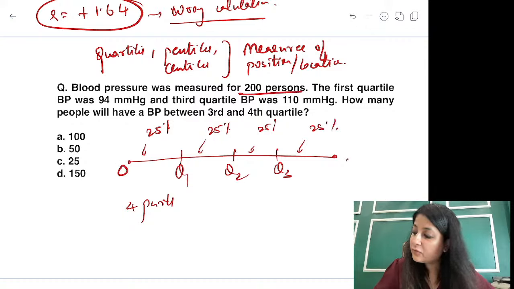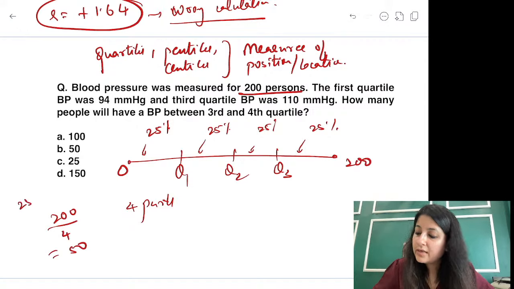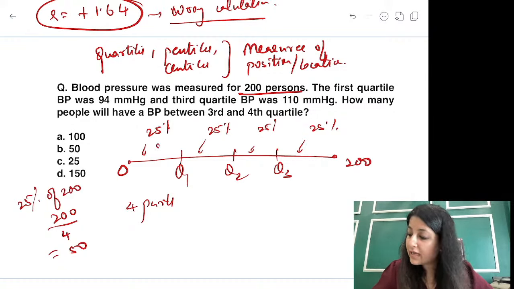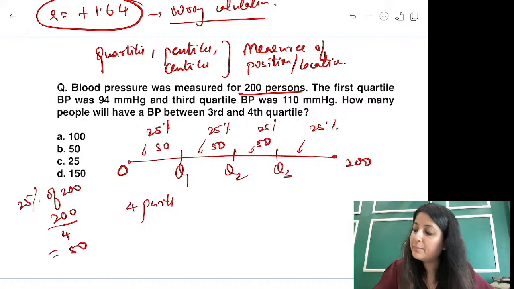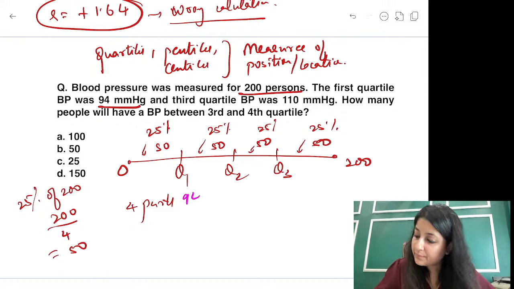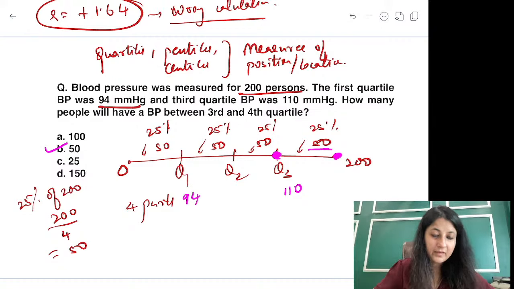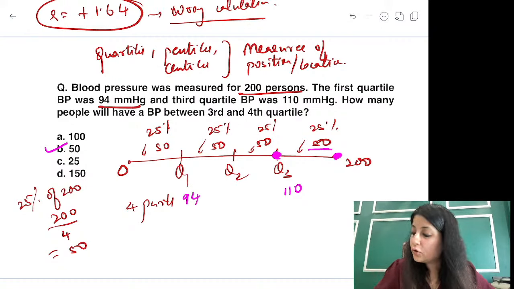Each part is 25%. So here data कितना था? Total लोग कितने हैं? 0 to 200. So what is each part? Either you can do 200 by 4, 50, or you can do each part is 25% of 200. So that will again come out to be 50. ठीक है? So यहाँ पे भी 50 लोग, यहाँ पे भी 50, यहाँ पे भी 50, यहाँ पे भी 50. First quartile BP कहाँ है? First quartile BP 94. Third quartile BP 110. So how many people have BP between this and this? How many have? 50 have. ठीक है?